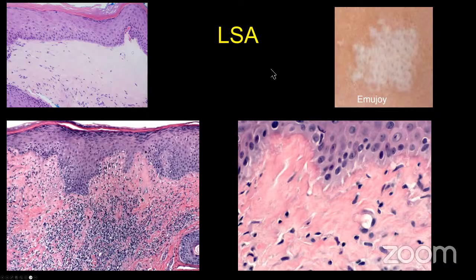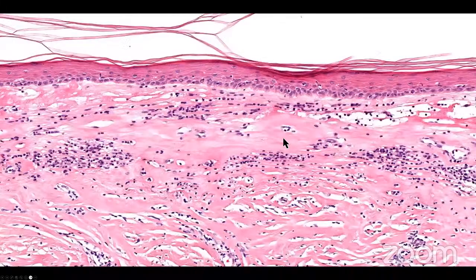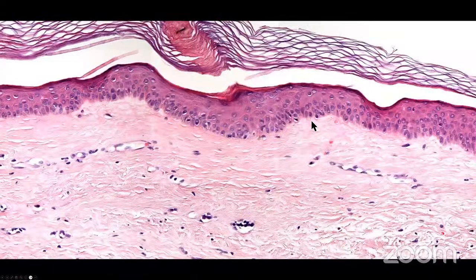Here's your more classic, textbook example of lichen sclerosus, this band of homogenized sclerosis, and the lymphocytic infiltrate beneath it. The interface change might be a little bit hard to see. You can see here evidence of an older interface reaction.